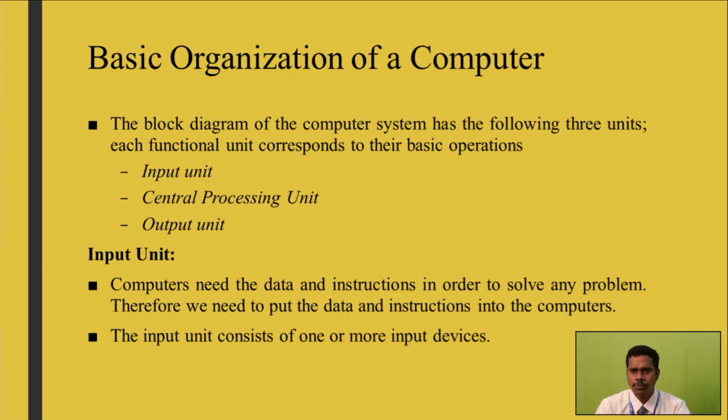And the basic organization of computer. Here, computer is a device, we have already seen, an electronic device that performs a task for humans. Here the computer contains three major parts. First one is the input unit or input devices, second one is the central processing unit, shortly known as CPU, and third one is the output unit.